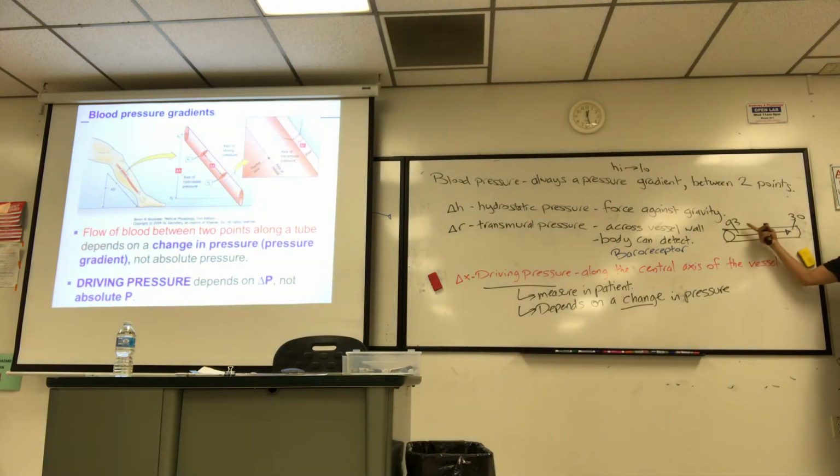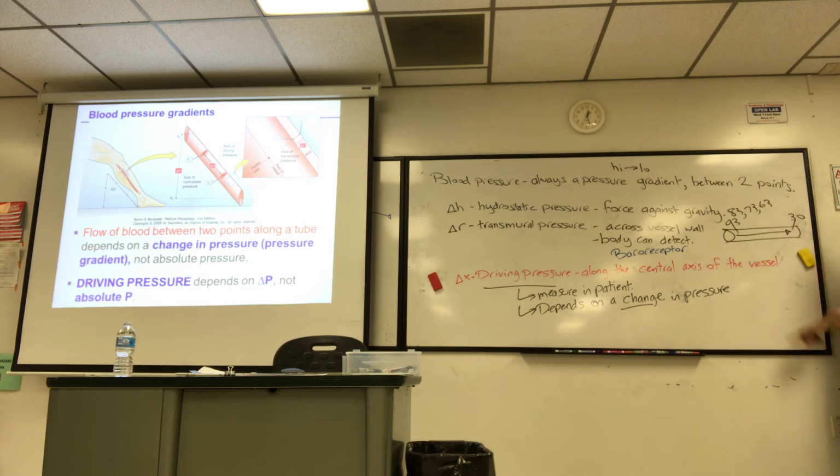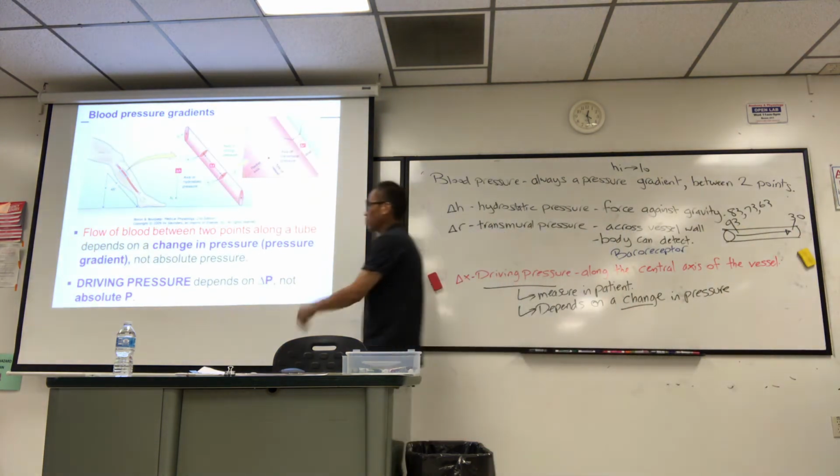What if you spring a leak, you're hemorrhaging, and the 93 drops? 83, 73, 63. What's happening to my gradient from high to low? I'm losing it. So what's going to happen to blood flow when you start to lose pressure? It's going to stop circulating, and that can lead to shock. This is why we're trying to keep blood pressure high, normal, in your patient.